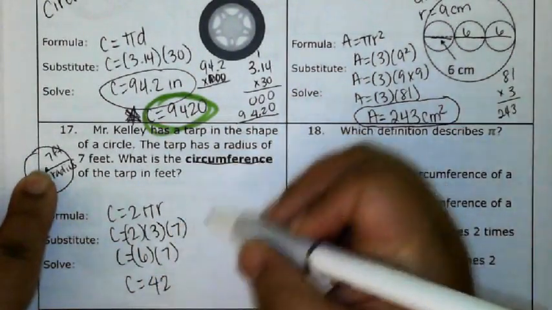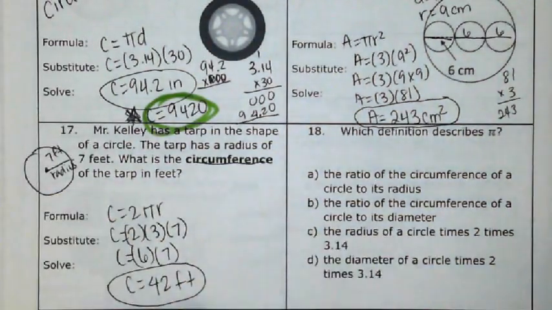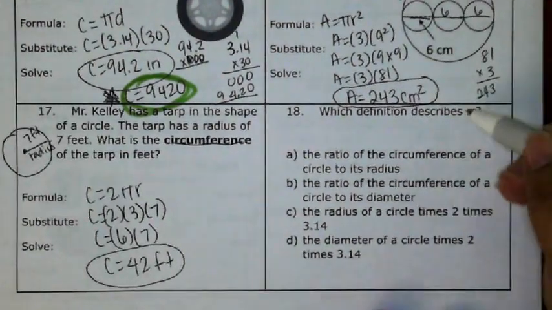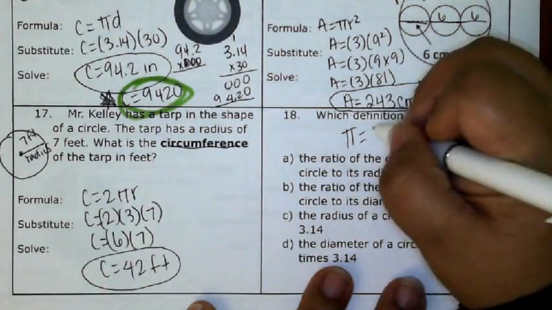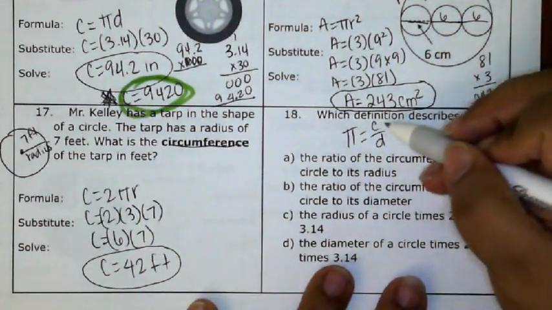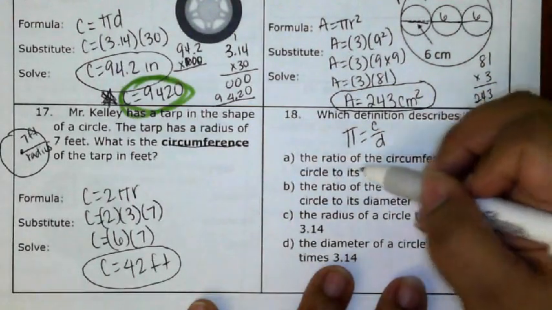Okay. All right, now which definition describes pi? Remember, pi is the ratio of circumference divided by diameter. Okay, so it's circumference to the diameter. The ratio of the circumference of a circle to its radius, that's wrong. There's no radius in there. The ratio of the circumference of a circle to its diameter, maybe. Let's put a question mark there.